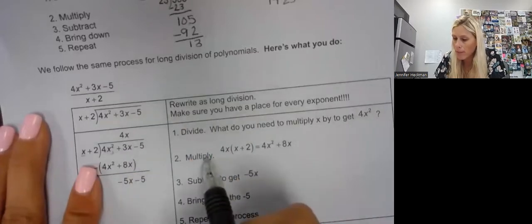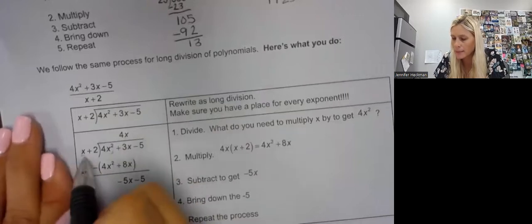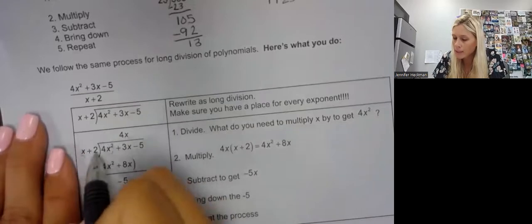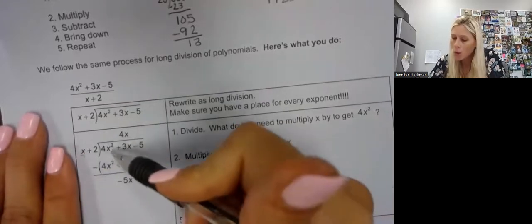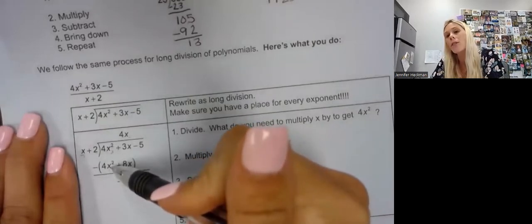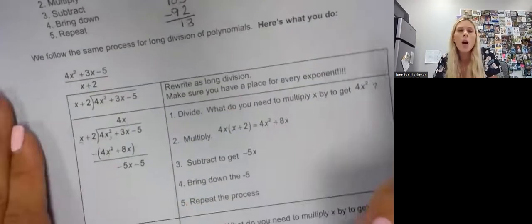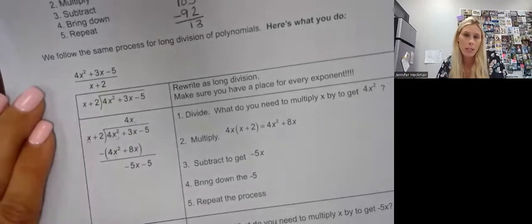Then we multiply. Remember, multiply. I've got to multiply by both. So 4x times x is 4x squared. 4x times 2 is 8x. There's our multiplication. You want these two to match. If they don't match, that means this is wrong and you have to multiply by something else. Okay, so now that you multiply, now you need to subtract straight down.